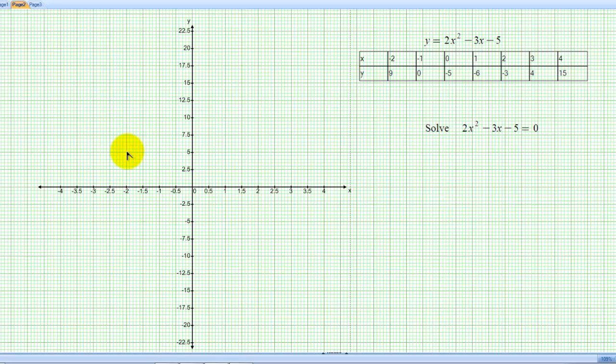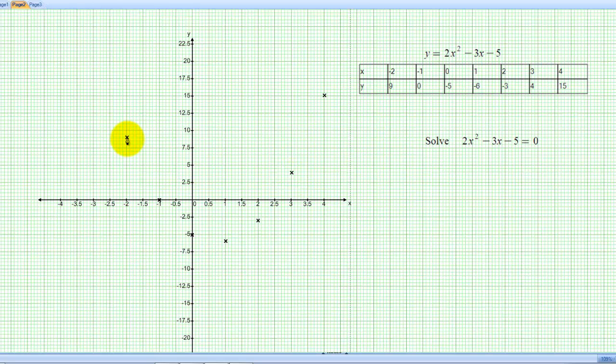Since this is 5 and this is 10, hence every grid line will give us, yes, 0.5. So we will have 5, 5.5, 6, 6.5, 7, 7.5, 8, 8.5, and 9 here. Next, we will have negative 1, 0, followed by 0, negative 5, 1, negative 6, 2, negative 3, 3, 4. Using the curve ruler, we shall now join all the coordinates that we have plotted.